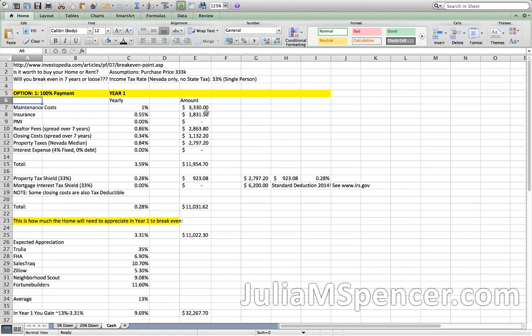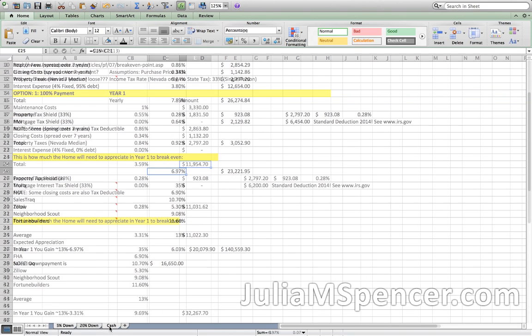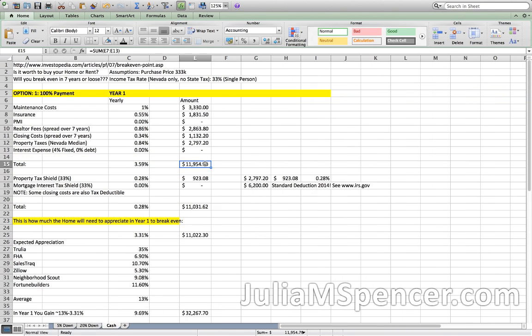So we have, this is the same, that's the same, no PMI, this is still the same, property tax is the same, interest expense is 0, so PMI and interest expense go away. Your total cost of home ownership with 100% payment is 3.59%. In dollars, that translates to this amount. Your property tax shield in this case is exactly the same as with all the other options, because your taxes are determined by the sales price, not your down payment.